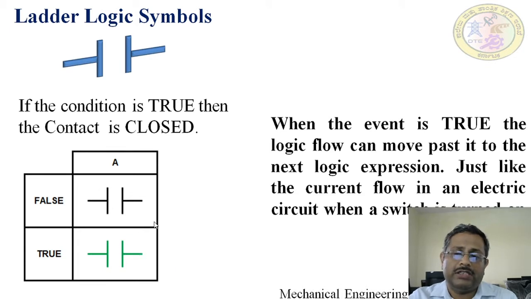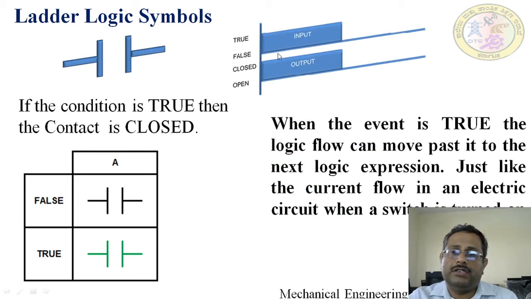It is the same as current flow in an electric circuit. When a switch is on, only then will current flow to the next point. Otherwise, it will stop there only. This is the timing diagram. That is, if the input is true, the contact is closed. If the input is open or false, the contact is open only.